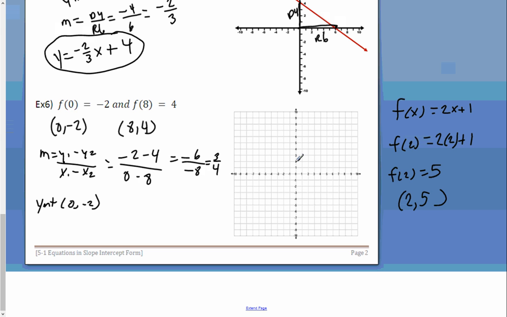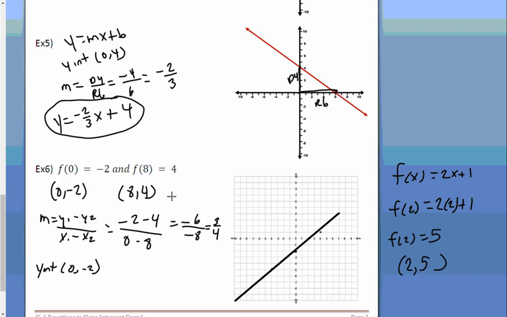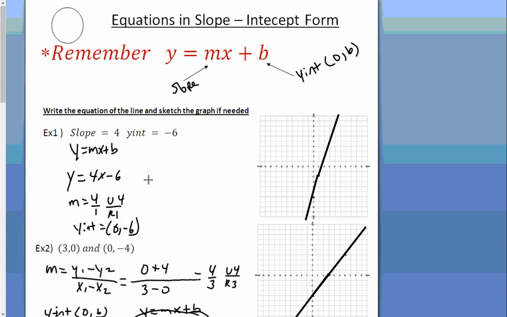So let's graph that. Go to (0, -2). And the slope is 3/4, which means up 3, 1, 2, 3, right 4. Up 3, right 4. Down 3, left 4. And there we have it. Graph that. Looks something like that. And there you have it. How to find the equation given the slope and the y-intercept.